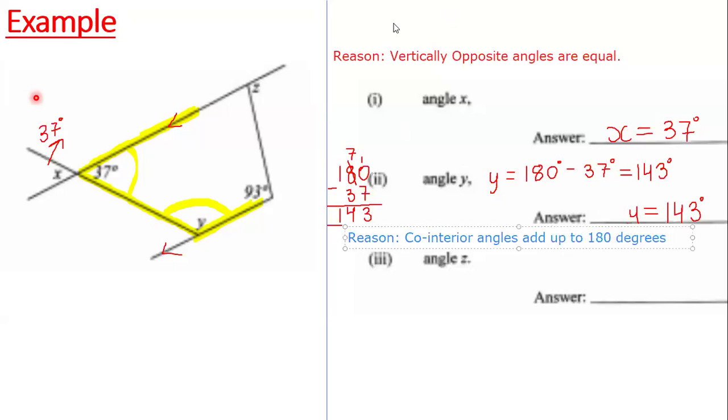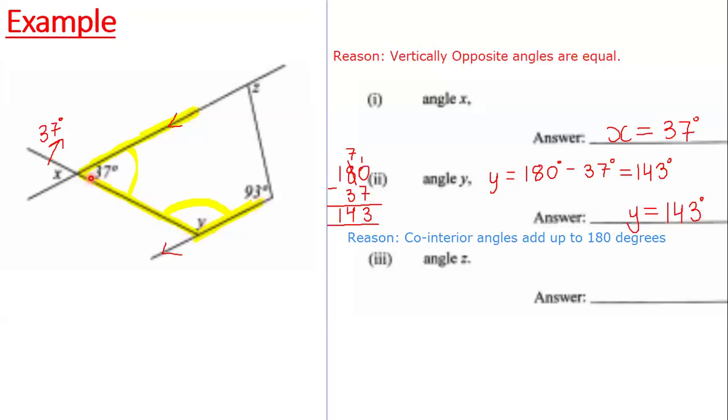Where's Cetasia? Cetasia, can you hear me? Yes, sir. My mic was messed up just now. Do you understand how we got that y is equal to 143? No, sir. Still don't understand? Me neither. Who's the me neither? Dazon Curry, okay. Do you all see the C shape?